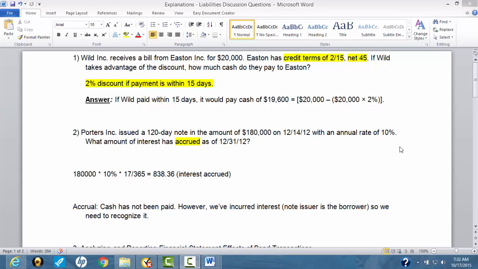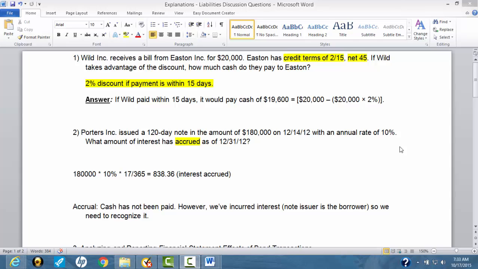In this recording, I will be going over some liabilities discussion questions. Now recall that liabilities are obligations, and under liabilities we do have current liabilities, which are liabilities that are expected to be due in 1 year. Examples are accounts payable.